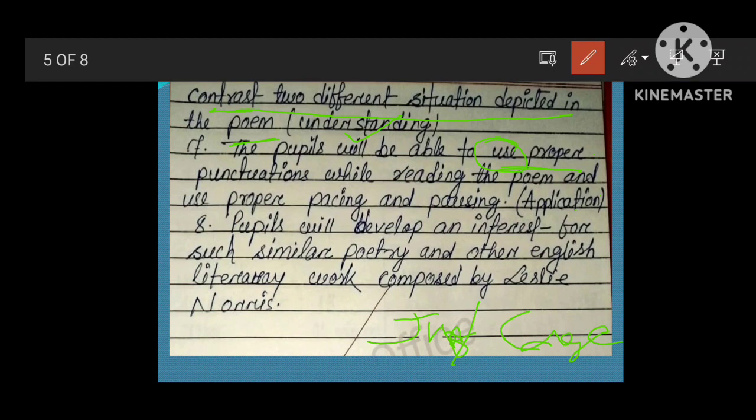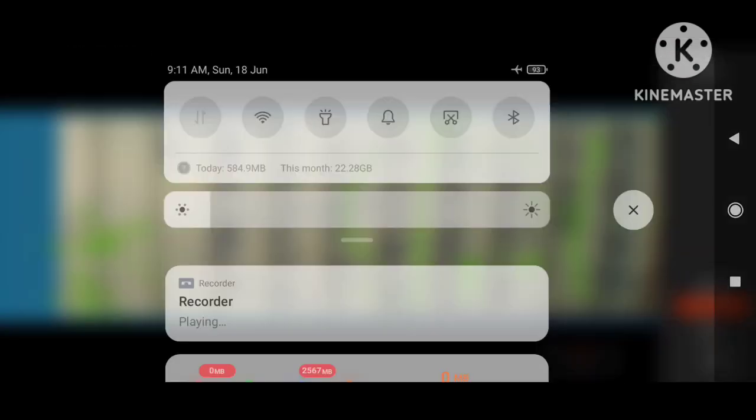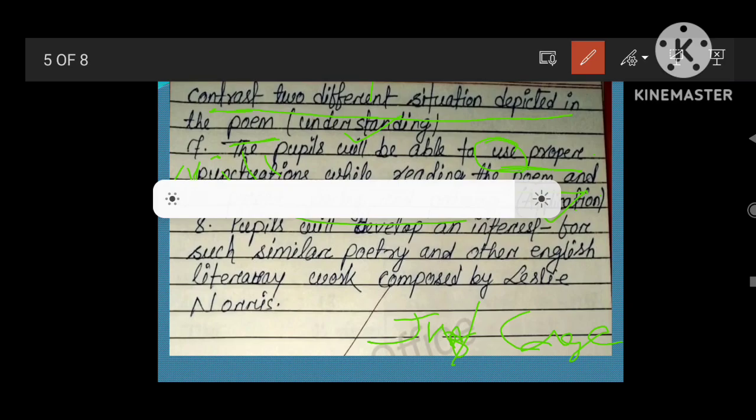The pupils will be able to use proper punctuation while reading the poem and use proper pacing and pausing. So they will know where to pause, where to give some space, and where to stop. So this is their application of the knowledge of their reading skills. This is also application as well as skill. This is the skill of reading. So here we can write the skill level of the cognitive domain. We can write skill here.